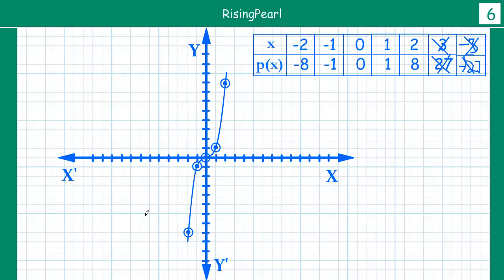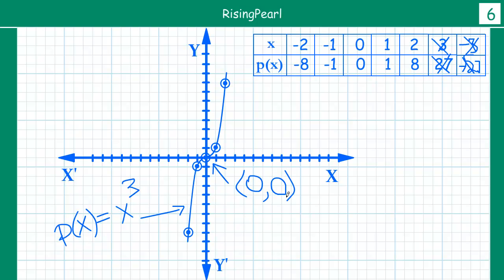So again here, friends, pay attention. This is the graph of the cubic polynomial x cubed. And this graph, the graph of x cubed, cuts the x-axis at one point here. The last one was cutting the x-axis at 3 points. So this graph cuts the x-axis at 1 point, and the coordinates of this point are 0, 0.